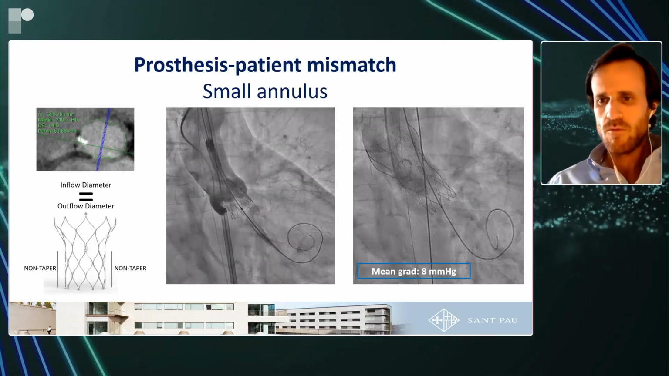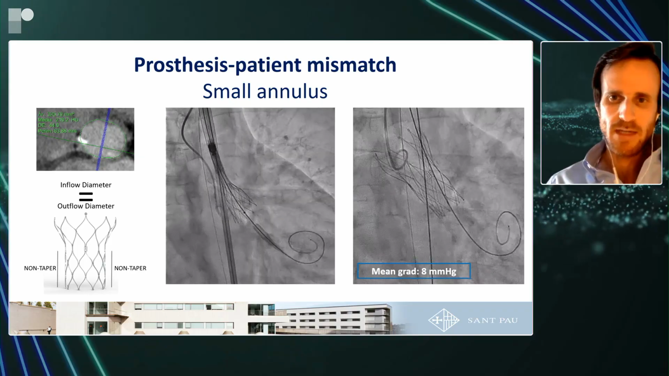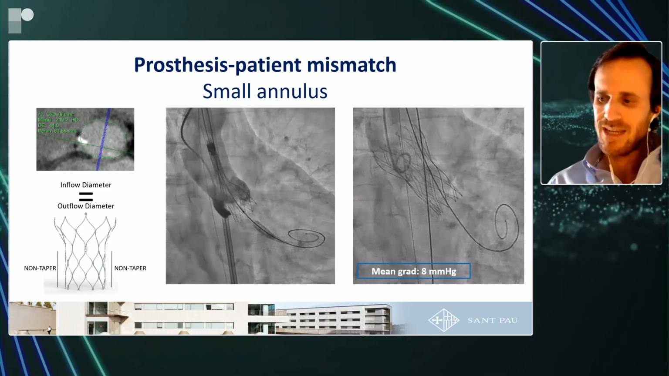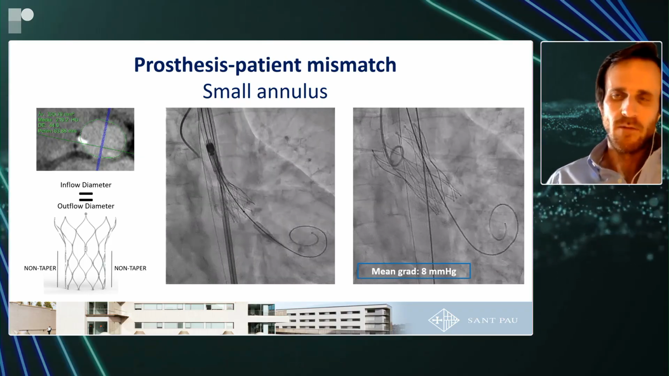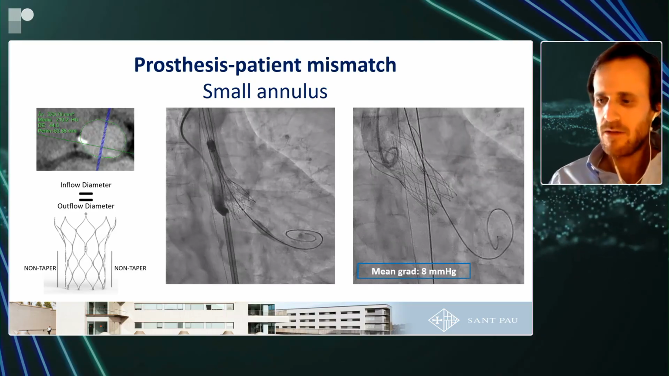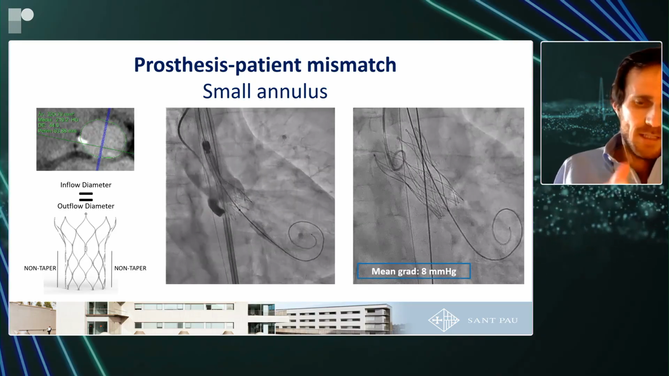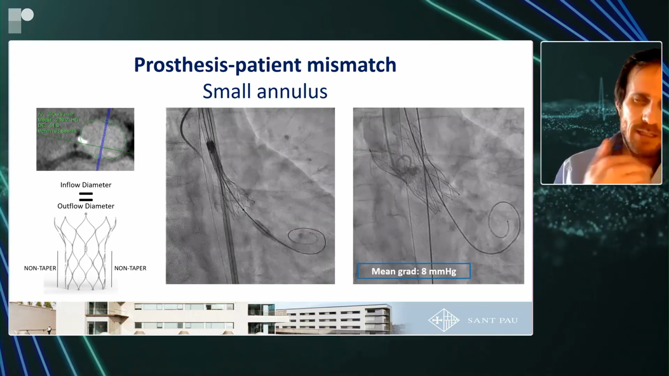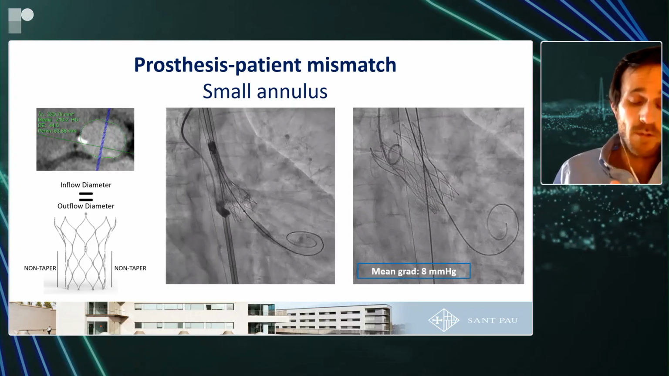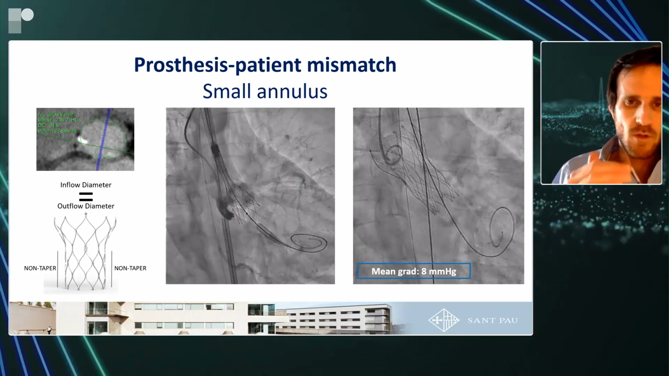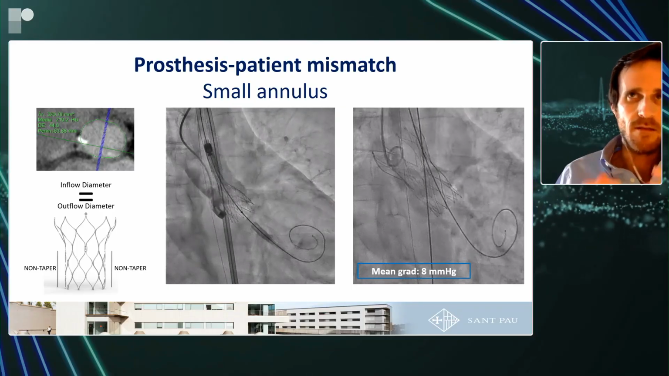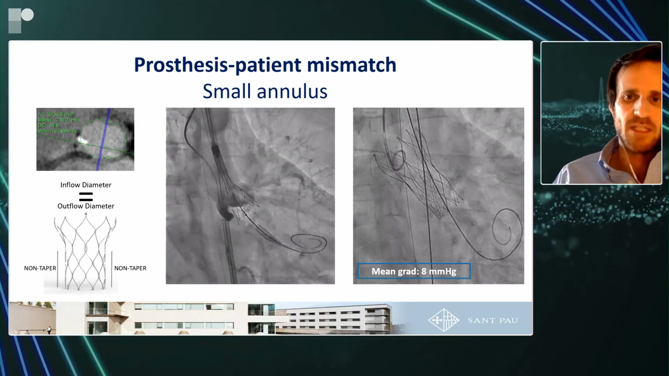And the third scenario I want to mention is patient prosthesis mismatch. It's always challenging for TAVR when we face patients with small annuli, with valve-in-valve. And we have to bear in mind the design of the valves. Navitor has a cylindrical, as has already been said, non-tapered design. So the inflow and the outflow is the same. And this favors good hemodynamics in general.